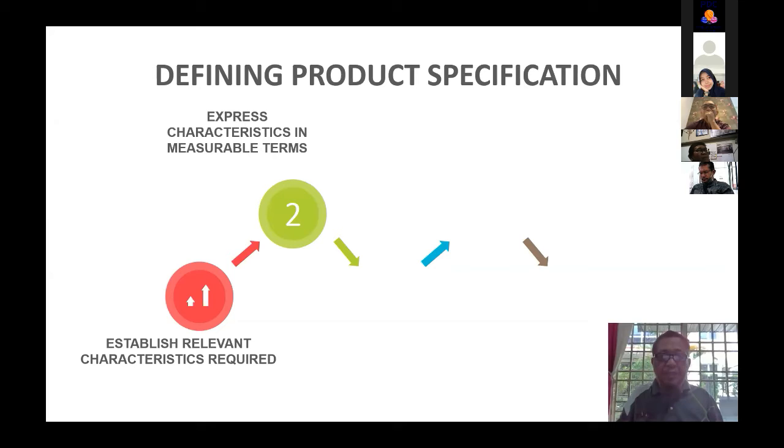So the dimension will be length, height, and volume. Okay? Height, length, and width, so the total volume of the incubator. So those are measurable things that we measure, can put a number to it.